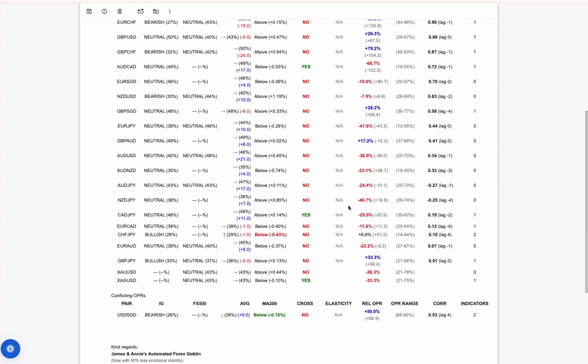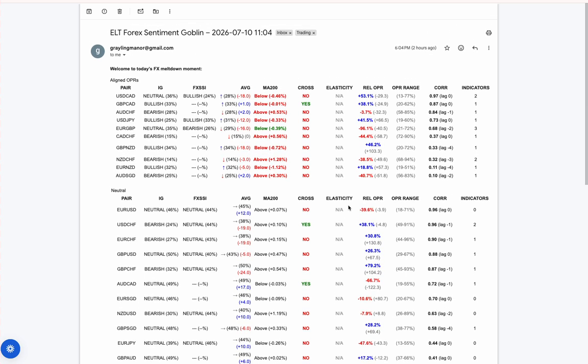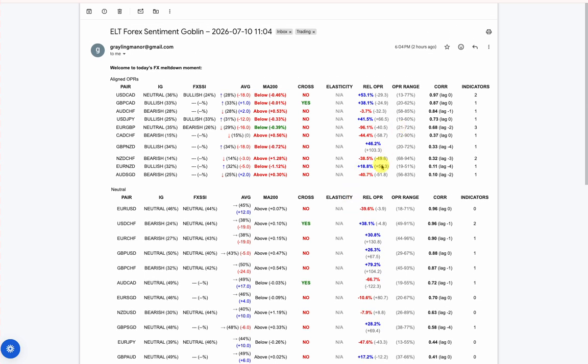I'm not getting paid anything for this. I just thought it might be interesting if anyone wants similar data to use with their trading. This is called, that's my initials, and they've named it the Forex Sentiment Goblin.